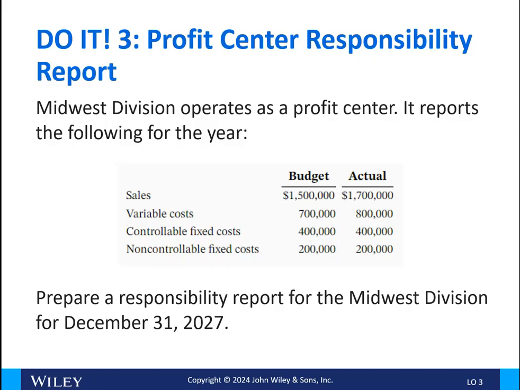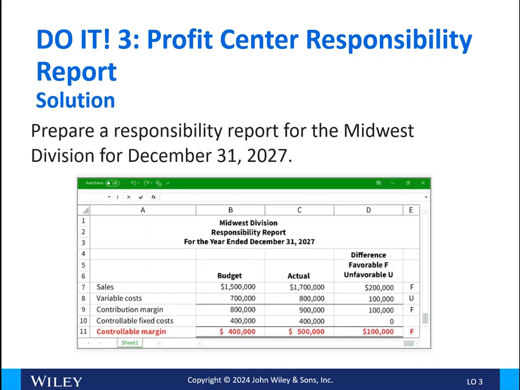So we're going to have the two columns, budget and actual. We'll have a variance column or difference column, indicating whether it's favorable or unfavorable. The items that we will include on the report are sales, all of our variable costs, which will give us our contribution margin. Then what do we subtract from the contribution margin? That would be our controllable fixed costs to give us our controllable margin.